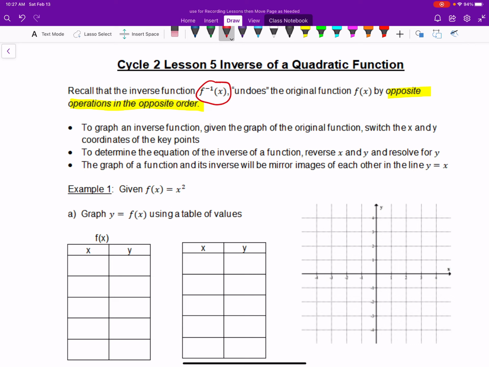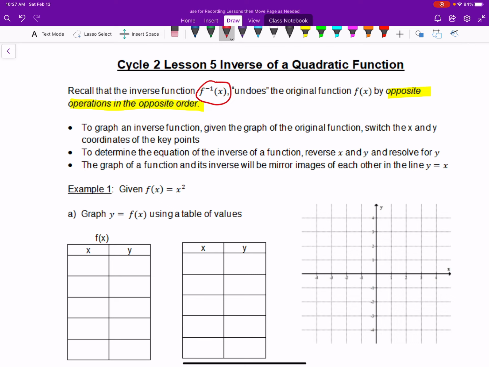To get the equation of the inverse of a function, we switch x and y in the original equation and then resolve it for y. And the graph of an inverse is a mirror image in the line y equals x. So let's just jump into our first example.